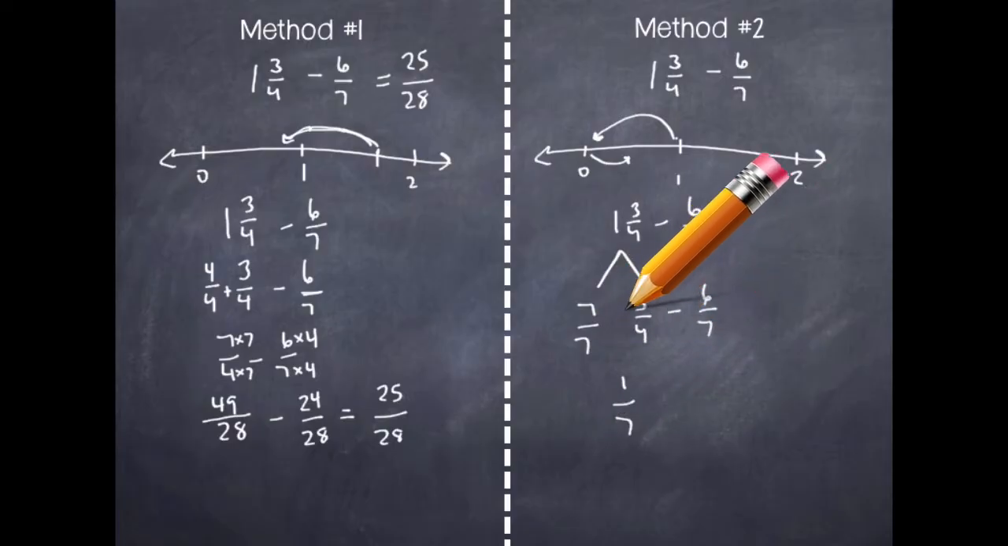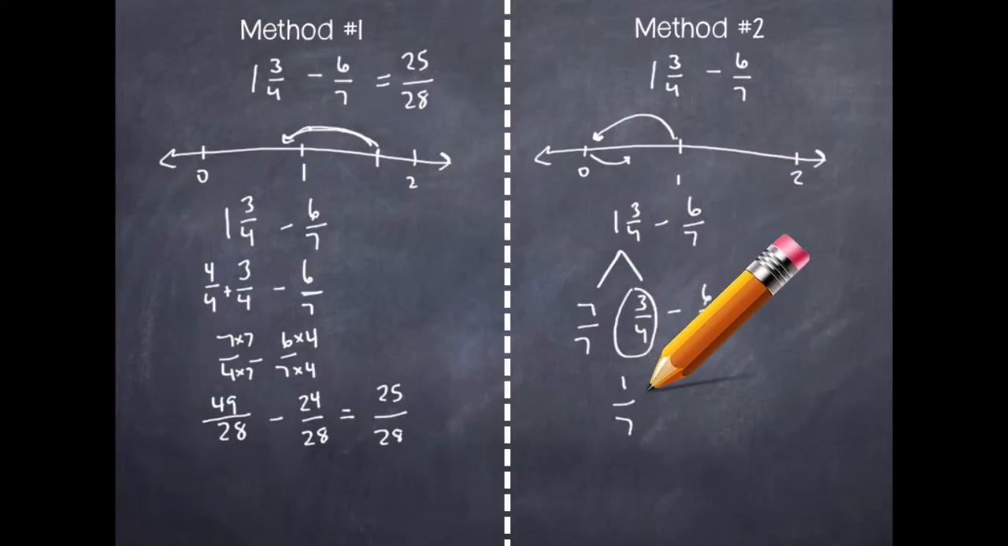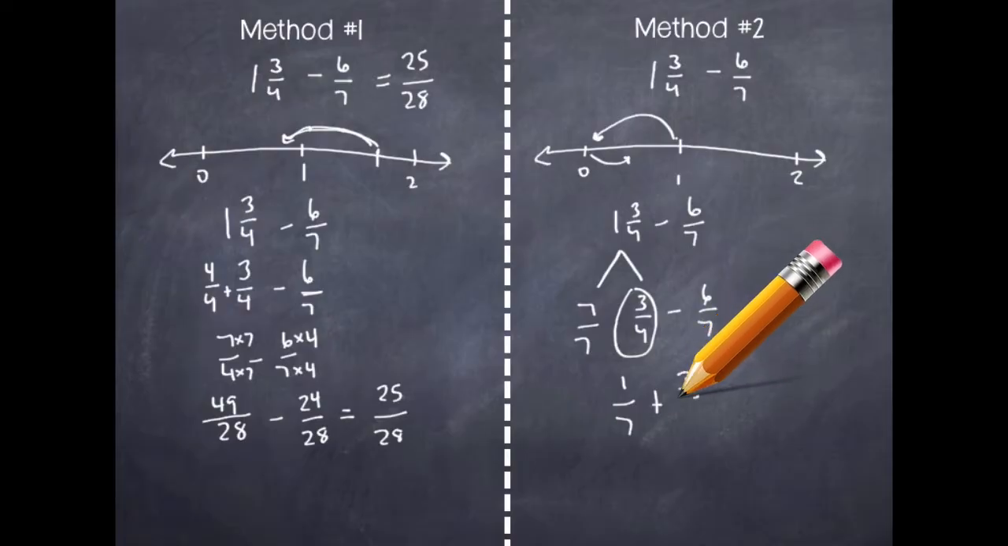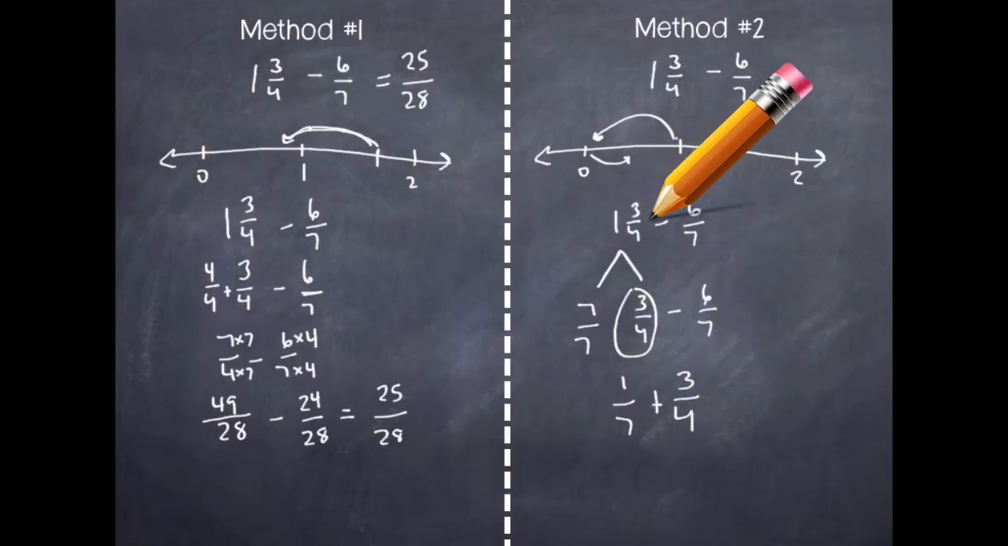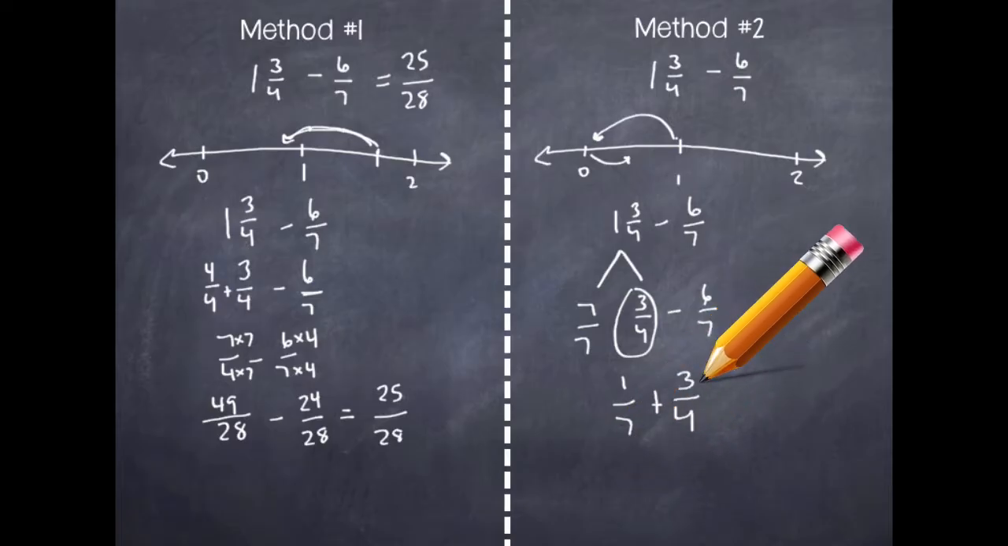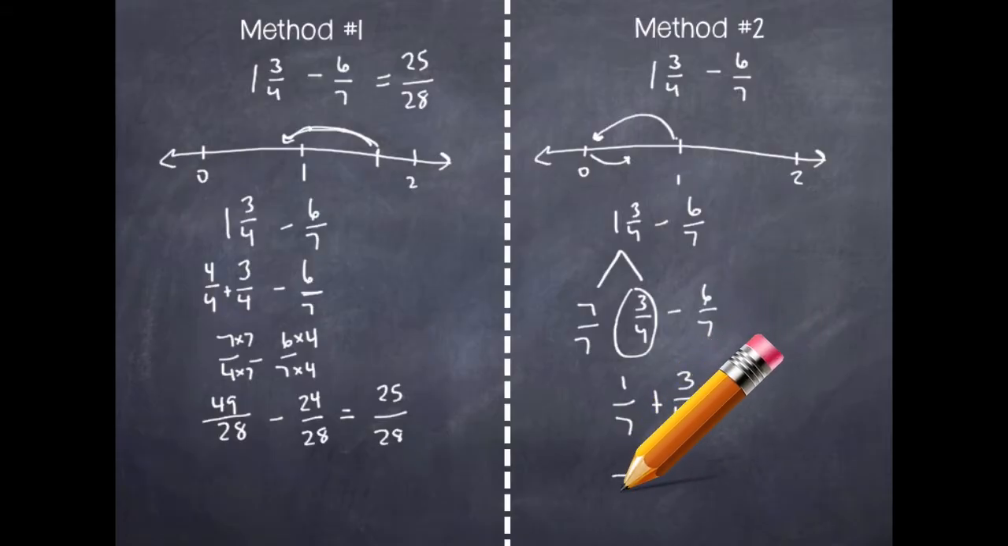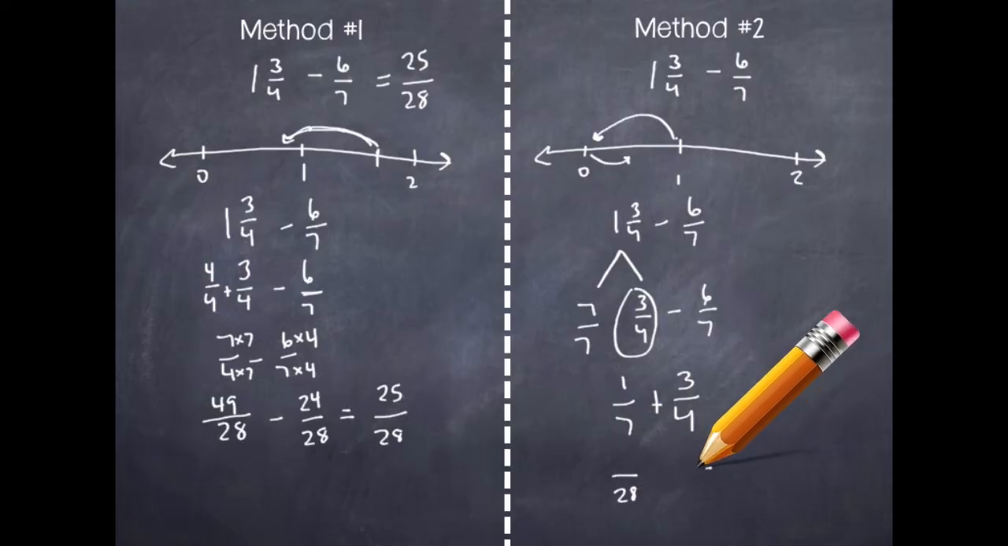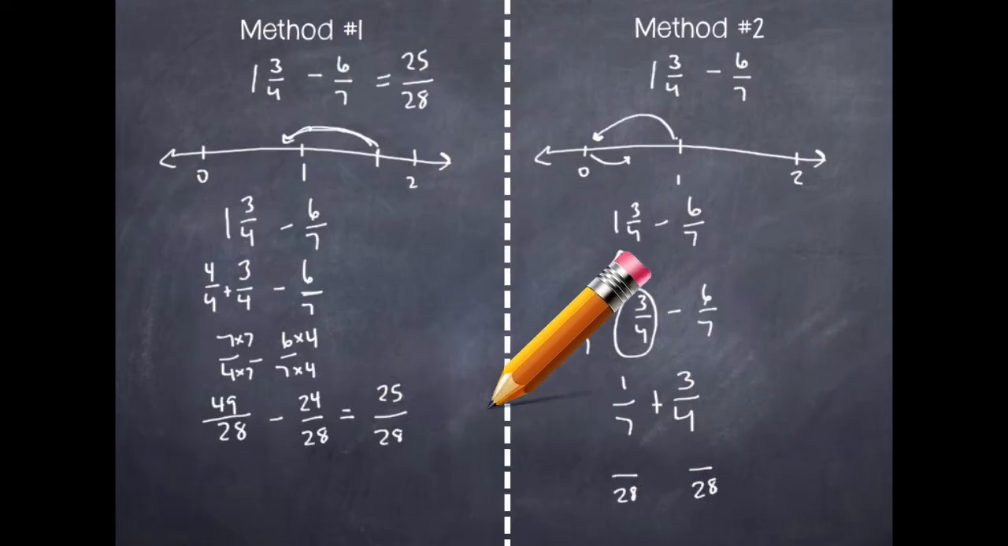1/7, right? But I've got to add back in this 3/4 because that's what my number was, 1 and 3/4, but I've subtracted 6/7 from that 1, which left me with 1/7, but I still have that 3/4. So now I've got to add these two together. I've got to find that common multiple, that common unit, in order to do that, right? So again, I'm going to do that 28. We know that's a common unit, especially because I just did it over here in method 1.